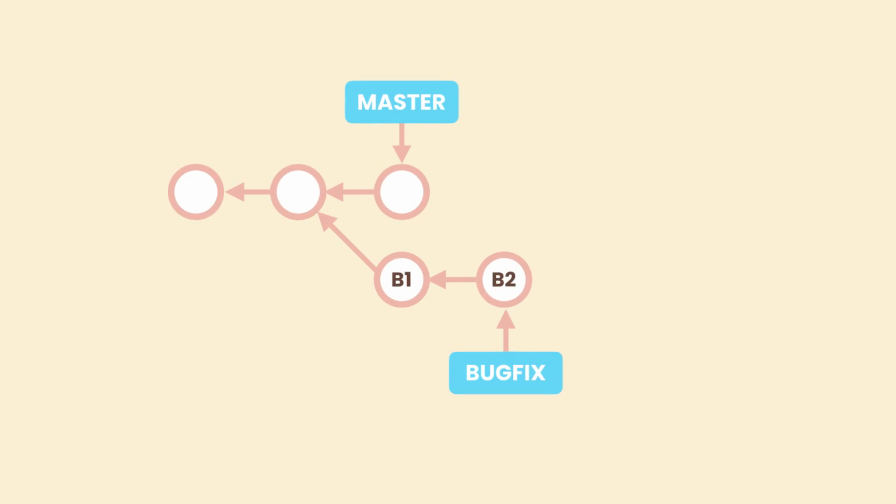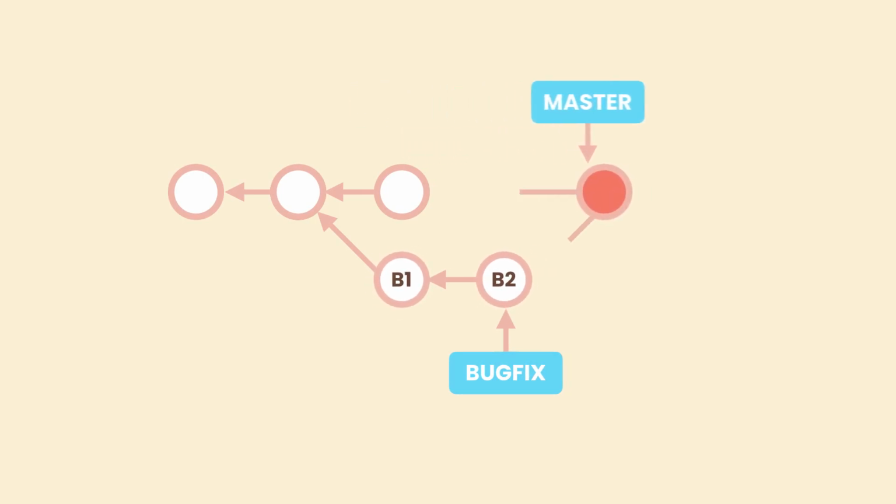Here we have a bug fix branch with two commits, B1 and B2. Let's say we're done here, so we do a merge. Now these commits, B1 and B2, are part of the history of master, right?